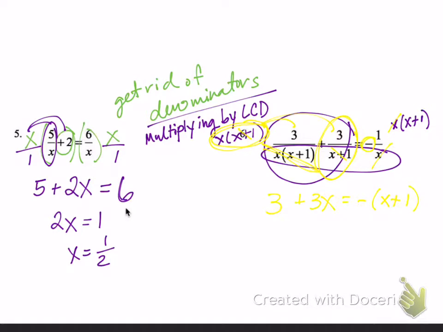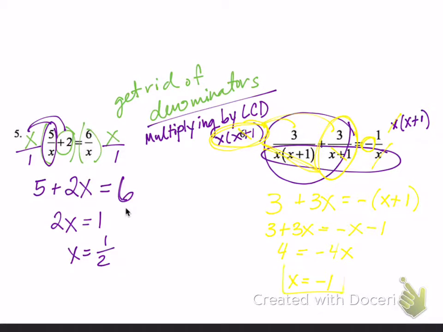And so then I'm going to solve. So 3 plus 3x equals -x minus 1. I'm going to move the 1 over. So 4 equals -4x. Divide by -4, so x equals -1.